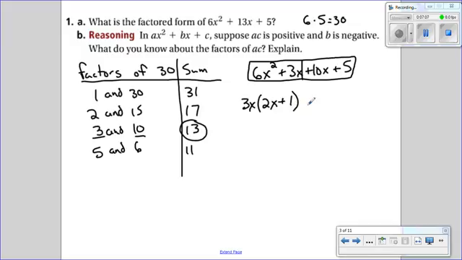What do 10x and 5 have in common? They both have a 5. 10x divided by 5 is 2x, and 5 divided by 5 is 1. And now as you see, we both factored 2x plus 1. So that's going to be one of our binomials, and this 3x plus 5 is our other one.